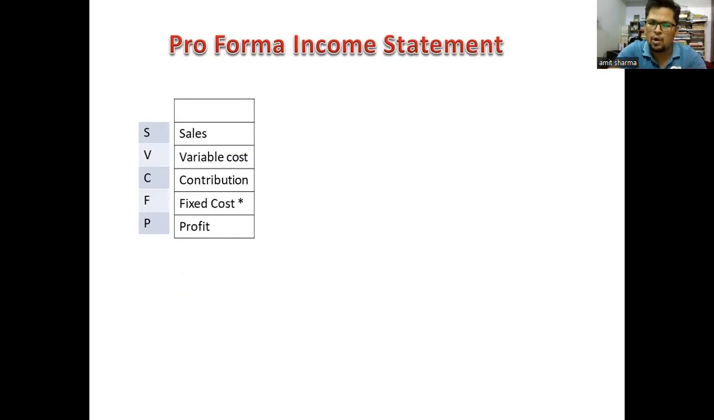We all know what sales and profit are. Profit is the amount which we recover over the cost. What is variable cost and what is fixed cost? Variable cost is the cost which varies according to the production. If the production is increased by 10%, then the cost is also increased by 10%. If the production is decreased by 10%, the cost is also reduced by 10%.